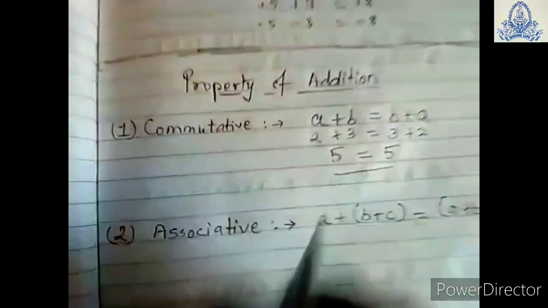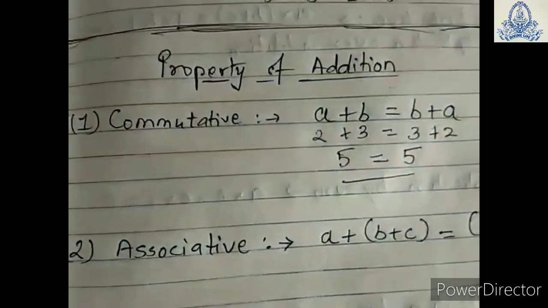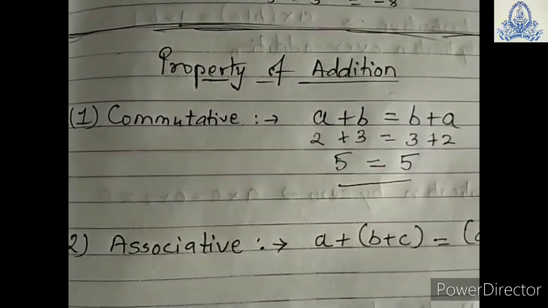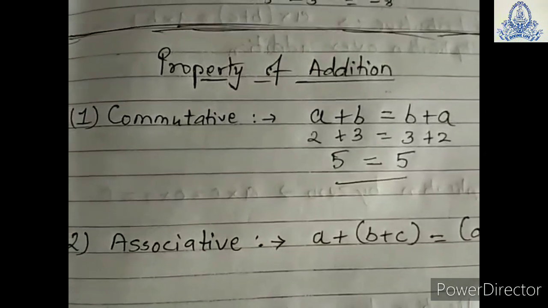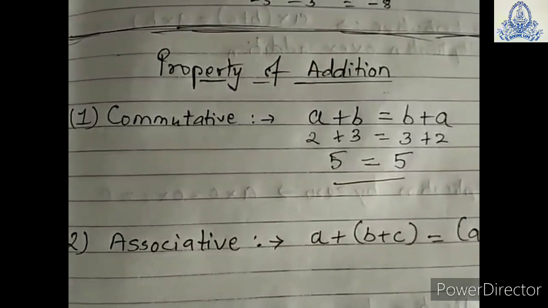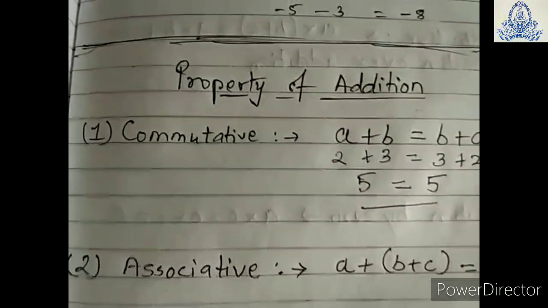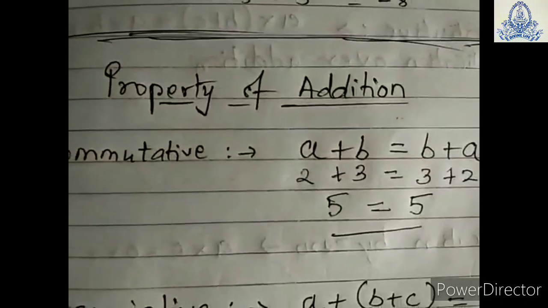Same way 3 plus 2 is also 5. So out of this, we know that on the left hand side we have a plus b and on the right hand side we have b plus a. Suppose we add 2 plus 3 or any two integers, we get the same number as b plus a. So this property is known as the commutative property of addition.